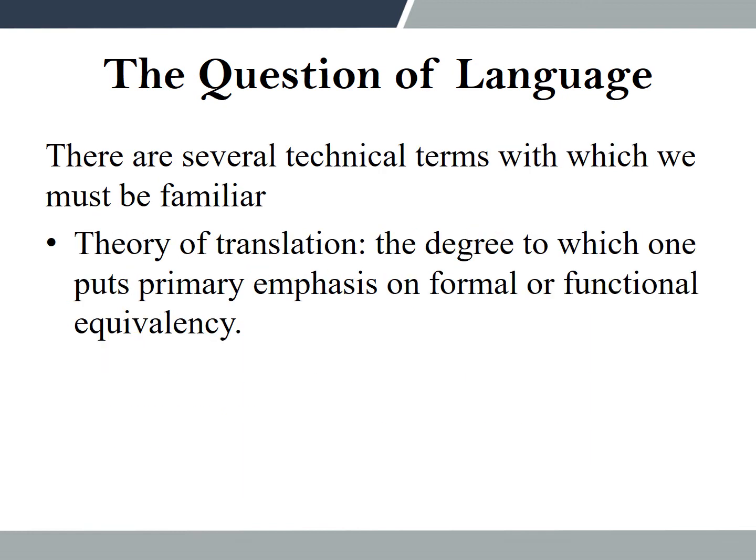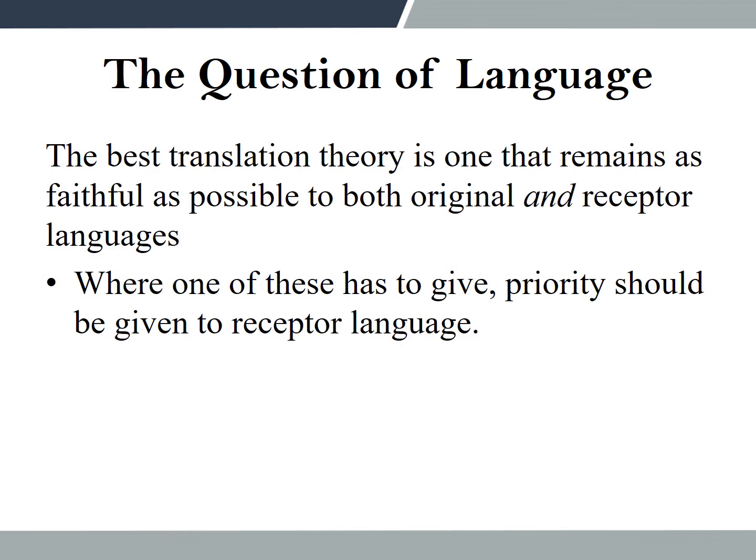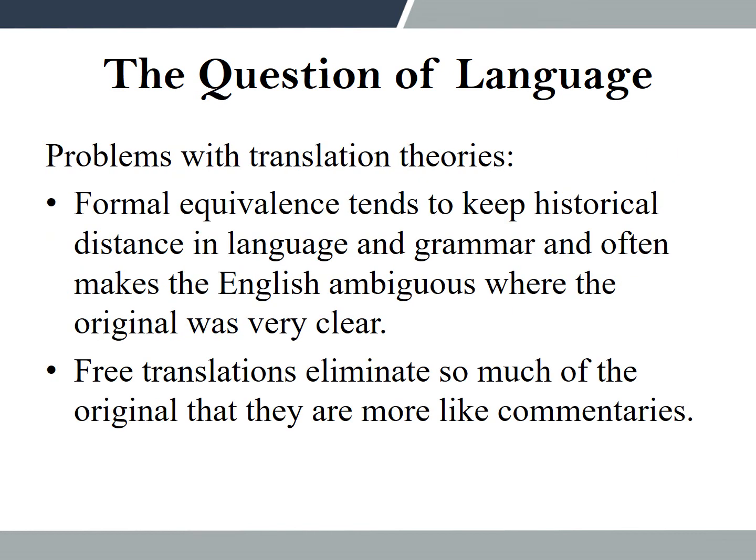Theory of translation means the degree to which one puts primary emphasis either on form or function, formal equivalence or functional equivalence. We see that there are problems with either of these. Formal equivalence tends to keep the historical distance in language and grammar, but it often makes English ambiguous where the original was very clear. Free translations eliminate so much of the original, they're more like commentaries than they are for getting close to the original language.